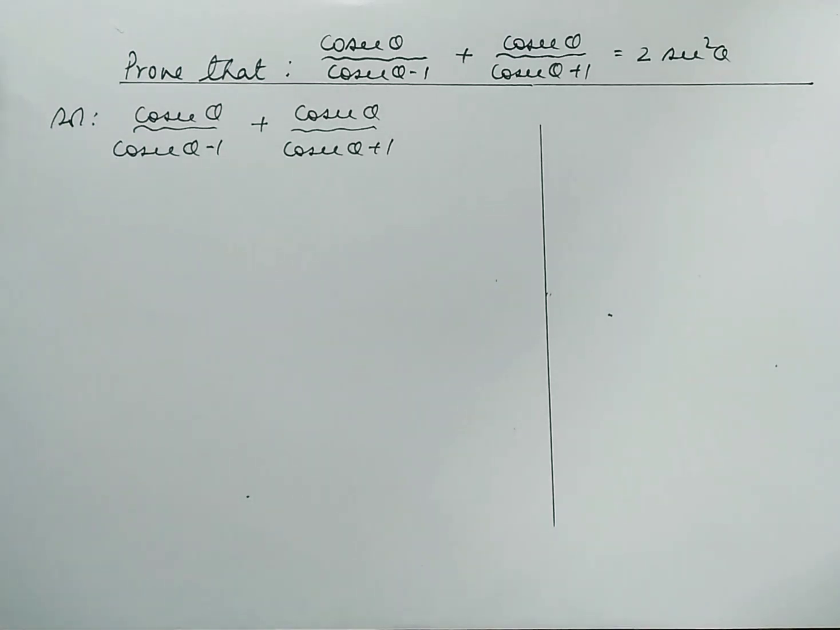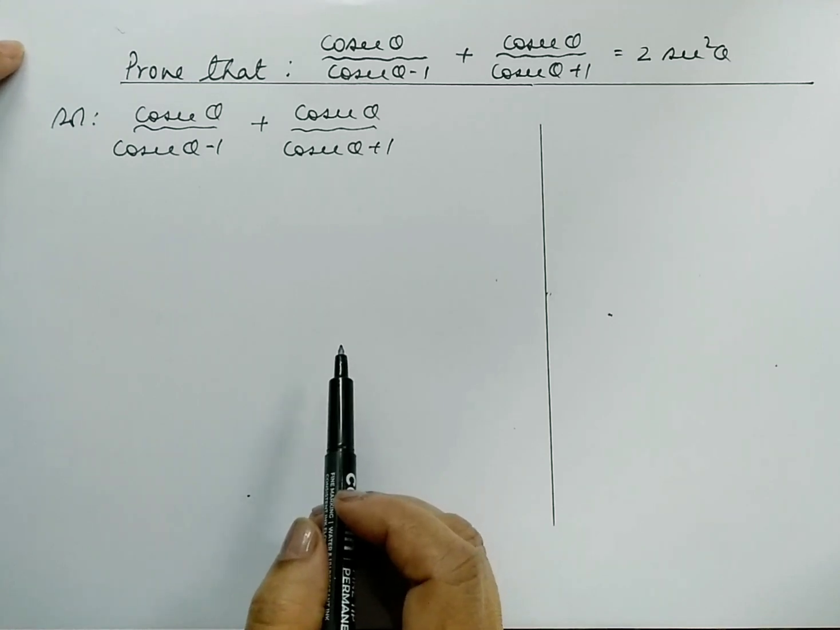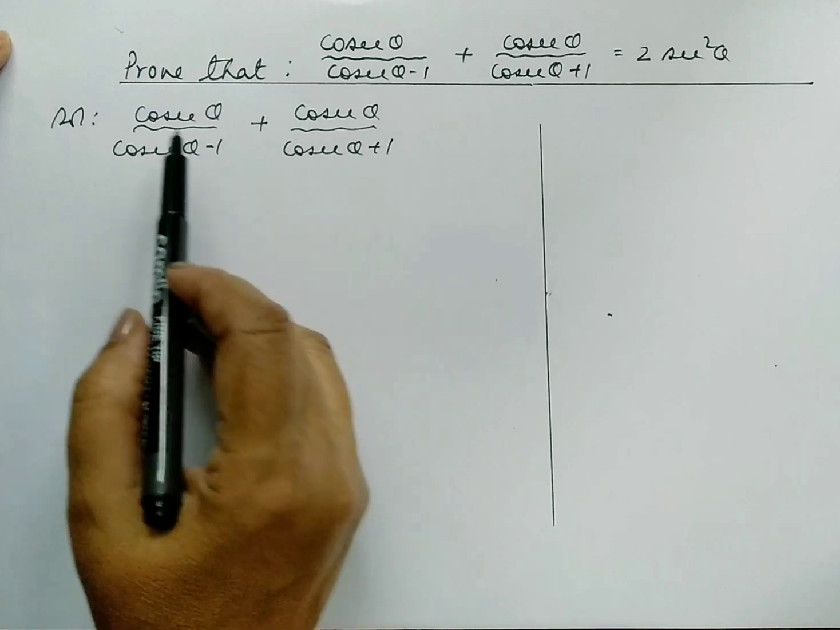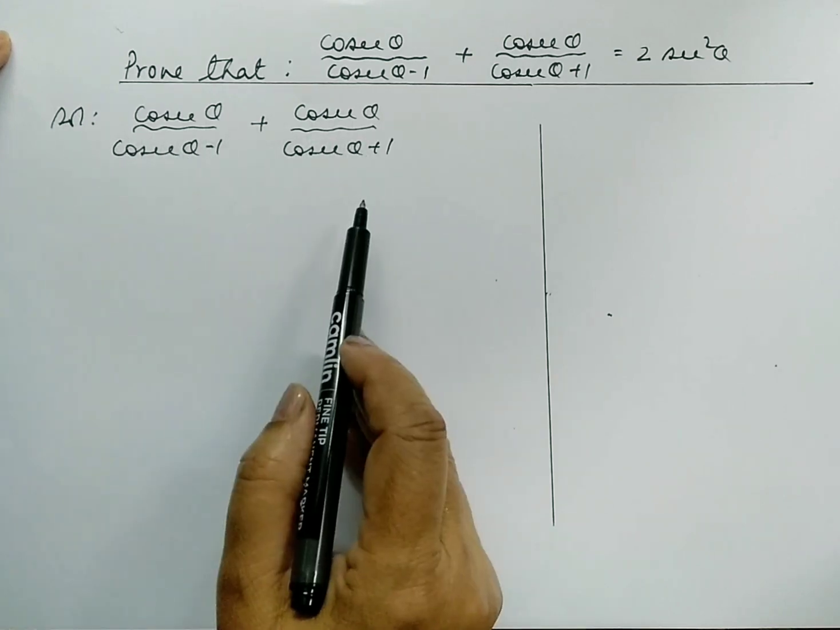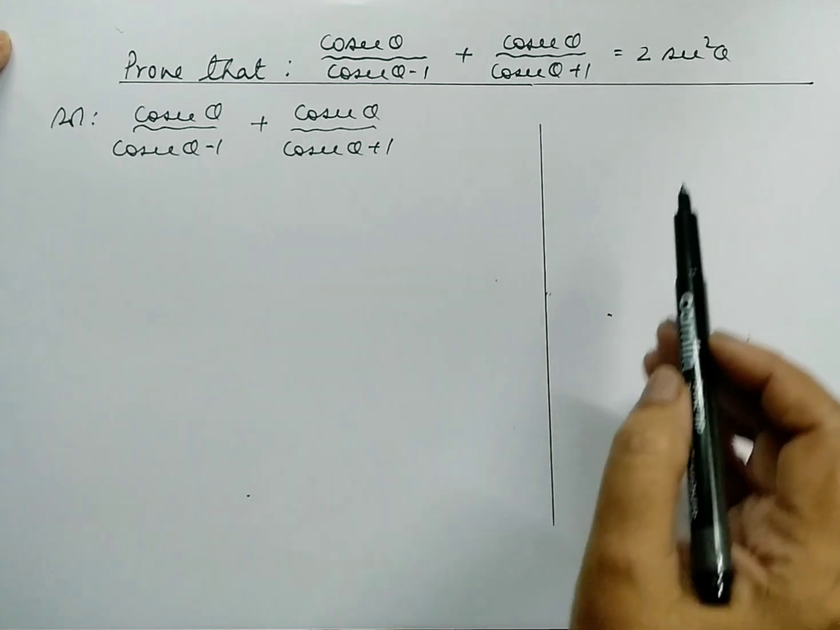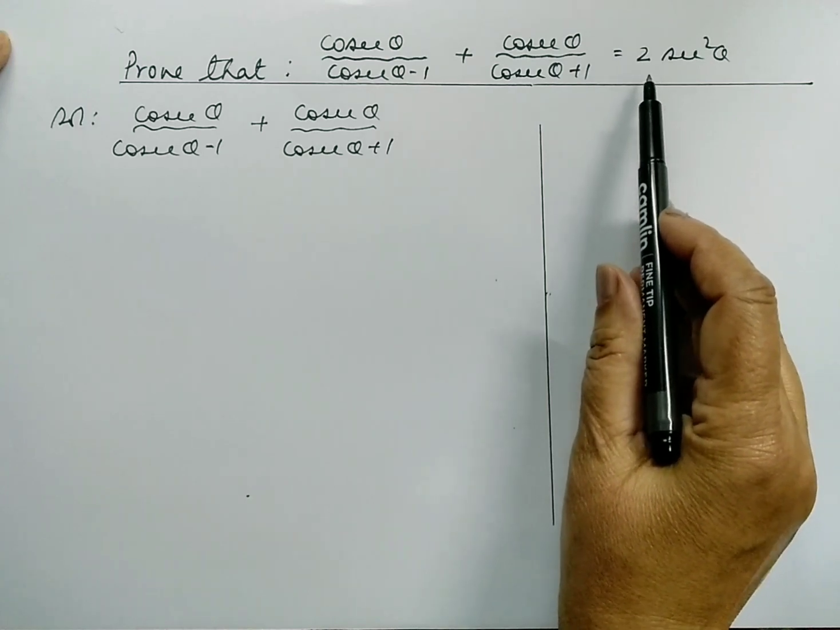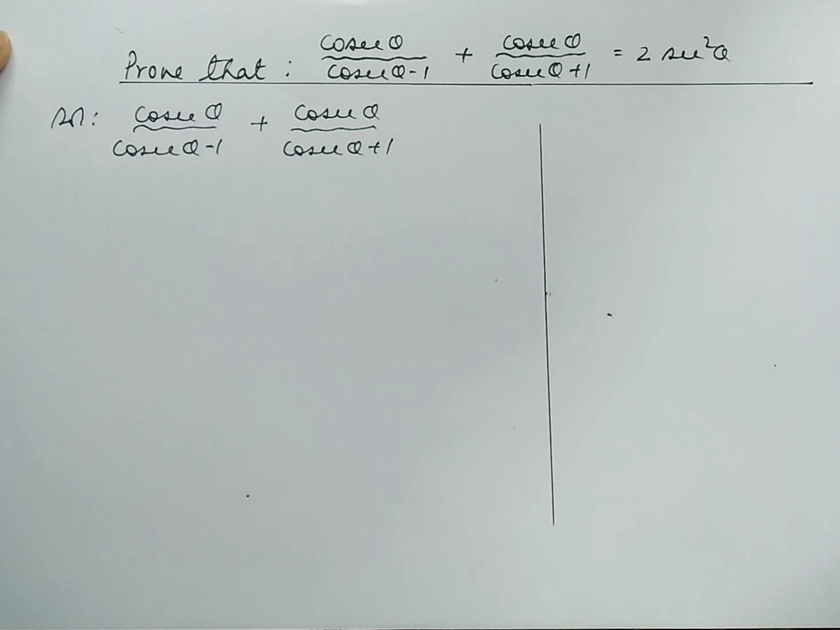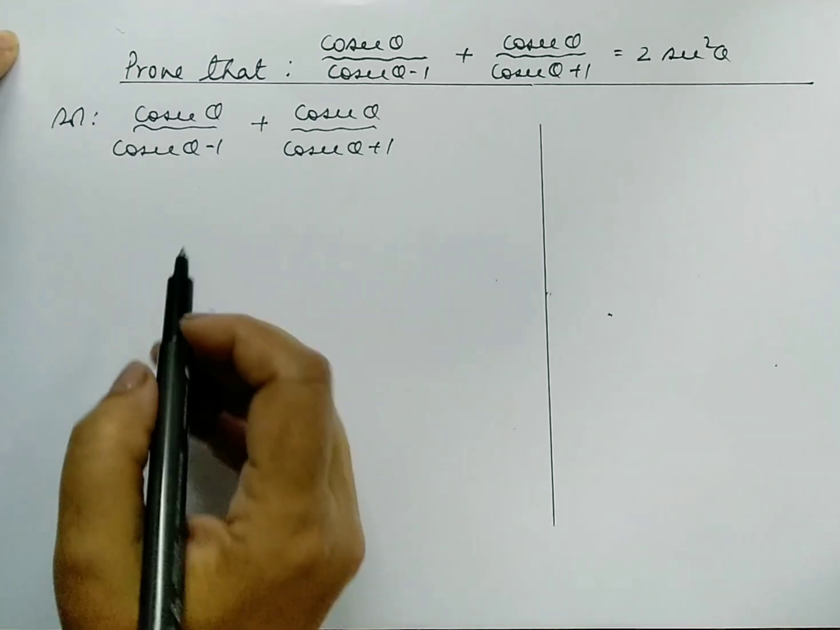Hi guys, so here we have a very important sum from the perspective of your examination, class 10 CBSE board. So this is the LHS, left hand side, which we have to prove equals 2 sec square theta, right?